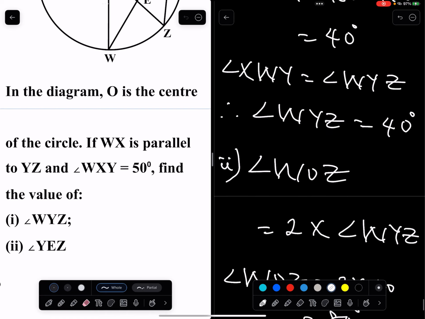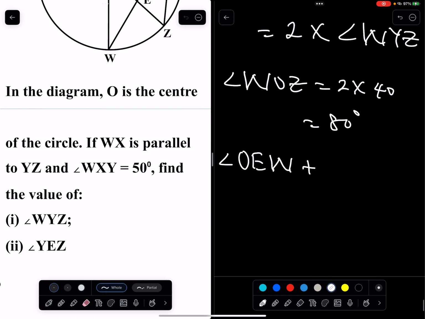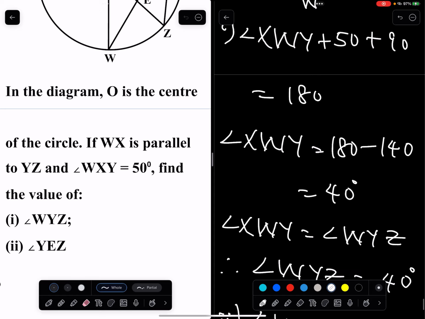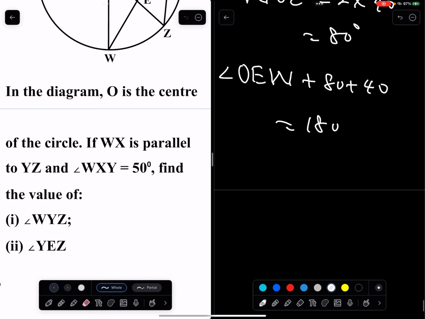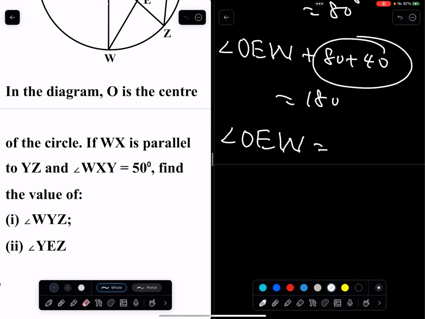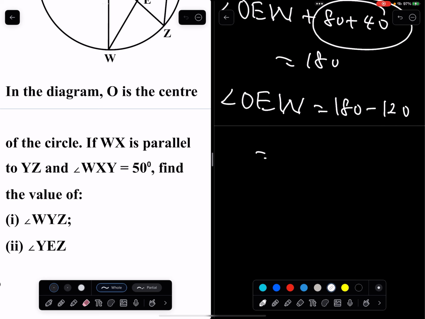So that means 80 plus angle OEW plus 40 equals 180 degrees. This is what I'm doing. 80 plus 40 plus angle OEW equals 180 degrees. So that therefore means angle OEW will be 180 minus 120, which is equal to 60 degrees.